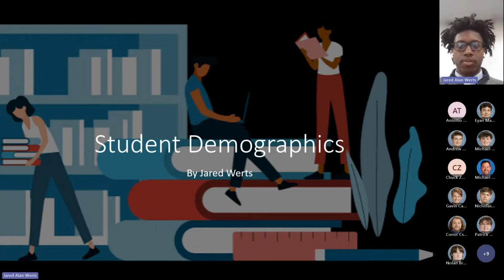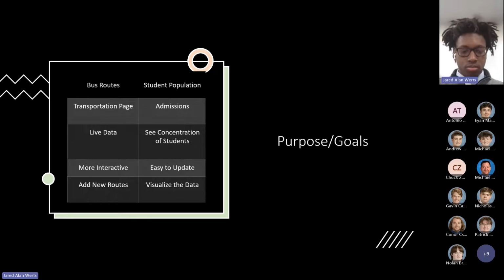Okay. Hi, I'm Jared Wirtz, and for my Capstone project, I made a bus route map and a student demographics visualization. The bus routes project was made for the transportation page to replace a previously outdated map. The previous map was also lacking in the ability to be updated. For my project, I tackled these two problems by using Leaflet, a mapping API that produced the visuals, and I made a server with Express.js and Multer to listen for any updates from the admin page.